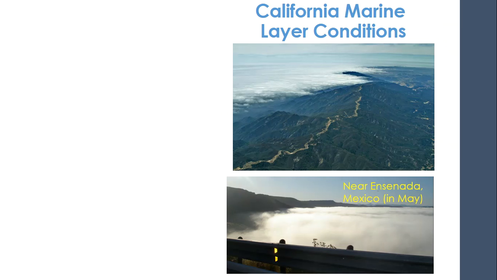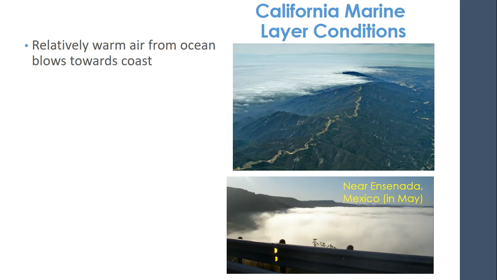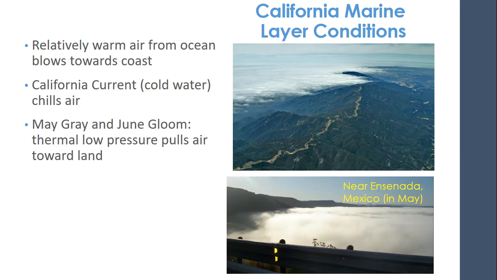And so we get California marine layer conditions. We get them a little bit more this time of year, but this is when relatively warm air from the ocean blows towards the coast. And then we get the California current, which is a cold water current that chills that air. And so May gray and June gloom, which we are experiencing now, we get this thermal low pressure that pulls that air towards the land, and we get this layer of clouds that comes in very, very low and close to the surface.